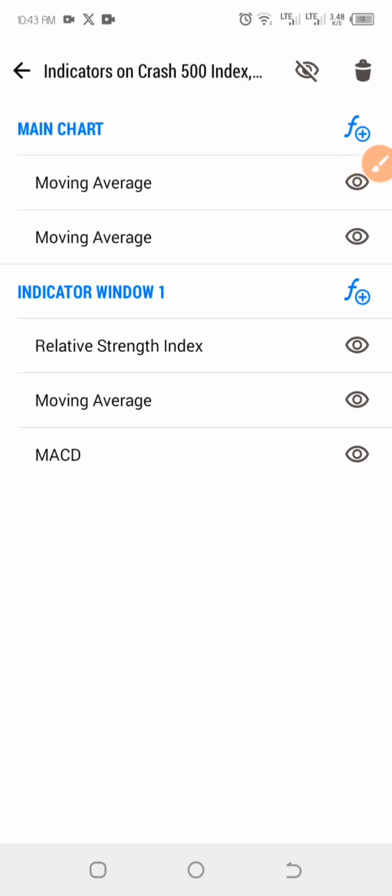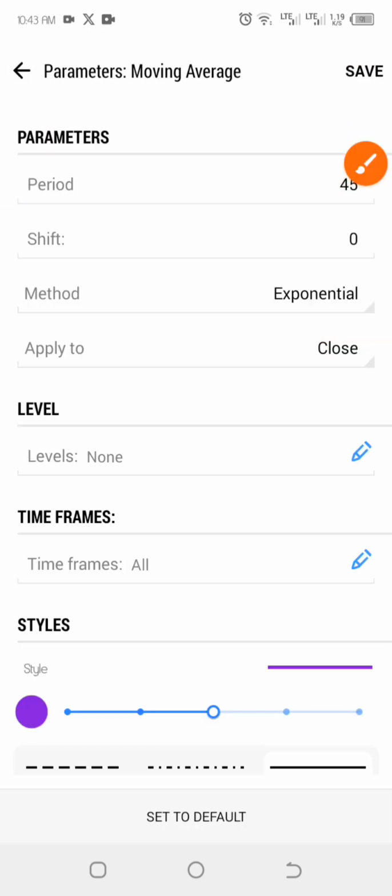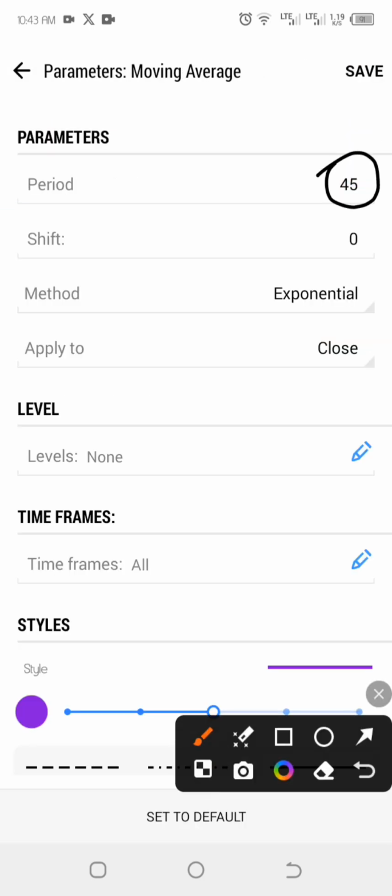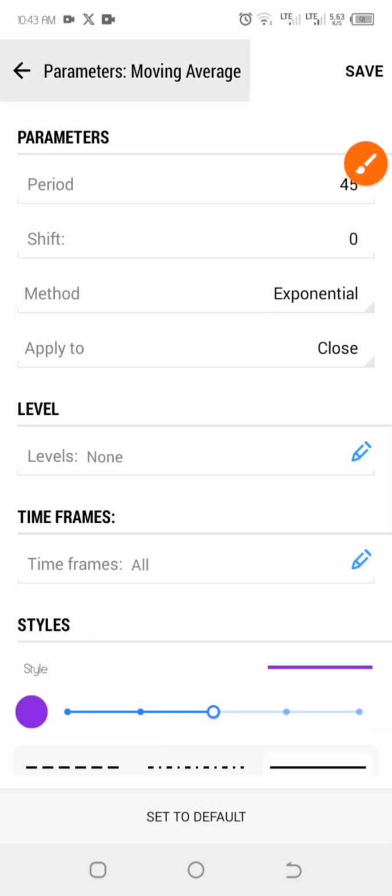Now for the next moving average, click on this F icon again, search for moving average and click on it. Now for the moving average, the period is 45, shift is 0, method is exponential, apply to close, using the style of your choice, and click on save. Then you have your moving average in your chart.